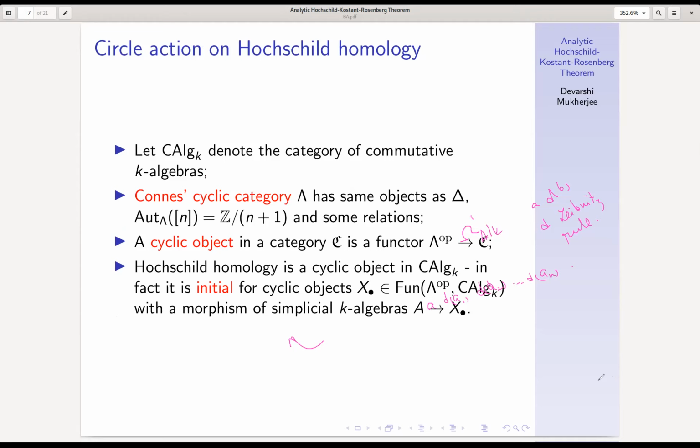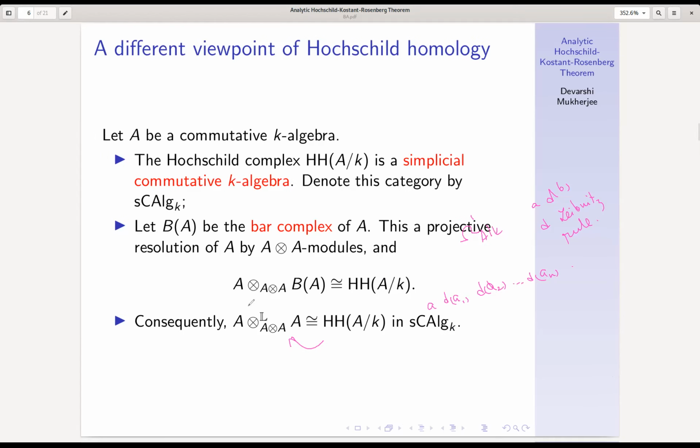Right. So now let's talk about. Okay. So just remember this identity. We'll come back to it somewhat later.